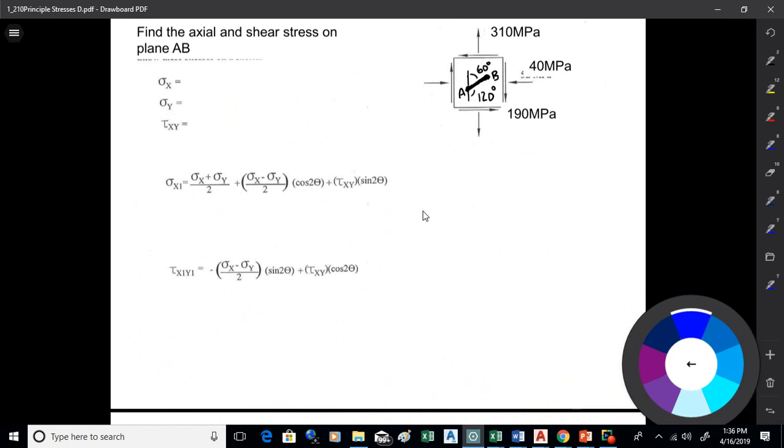All right, so why don't we find the axial and shear stress on this plane? I don't think I've got this in there, so you might need to sketch this thing up. So this might be a good bit of practice here. Just spend 5 minutes or so and see if you can figure that out. So what's the stress on plane AB? And I've got the equations there for you to use. I don't think this is in your book.